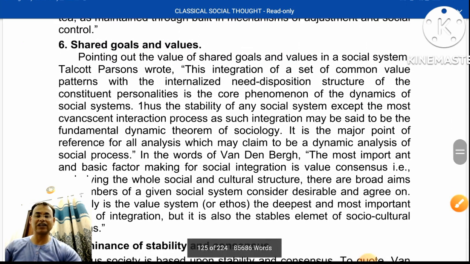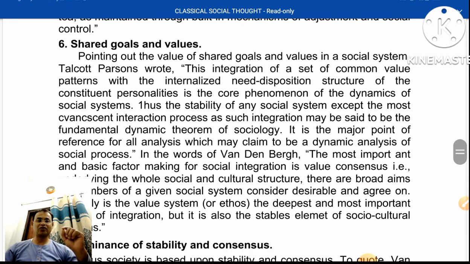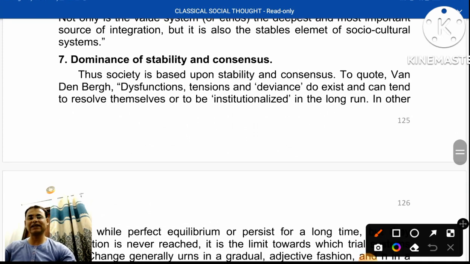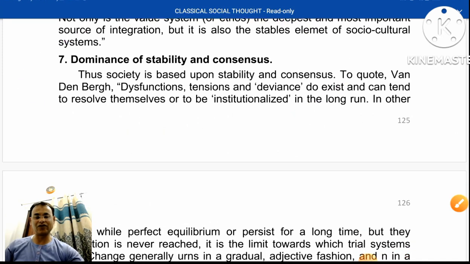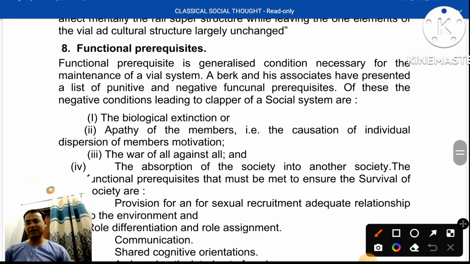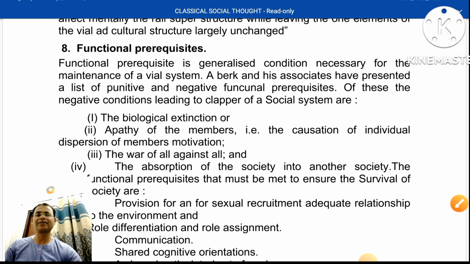Talcott Parsons wrote: the integration of a set of common values and patterns with the internalized need dispositions, the structure of the constituent personalities, is the core phenomenon of a dynamic social system. Dominance of stability and consensus. Every unit is functional and indispensable. Functional prerequisites. Functional prerequisites are generalized conditions necessary for the maintenance of a vital system, and negative conditions leading to the collapse of a system.